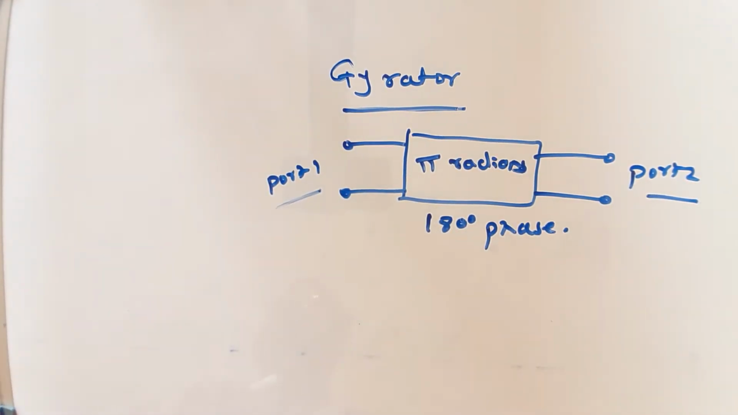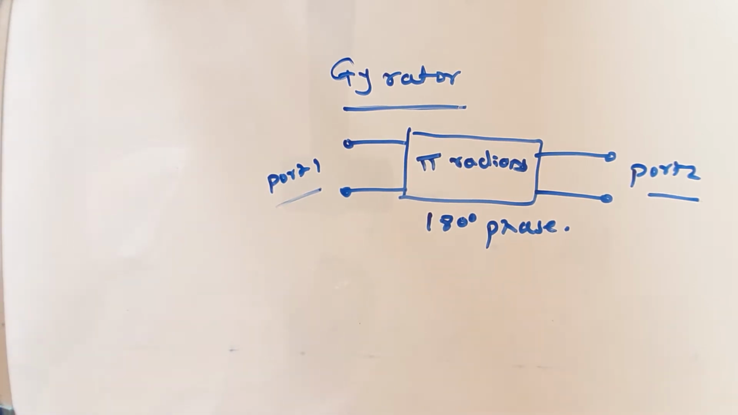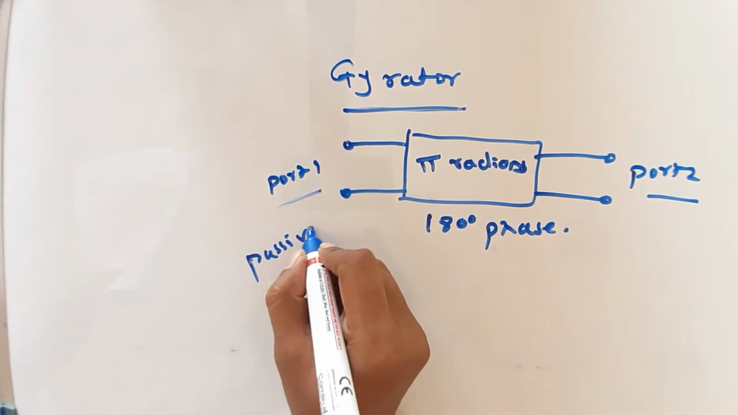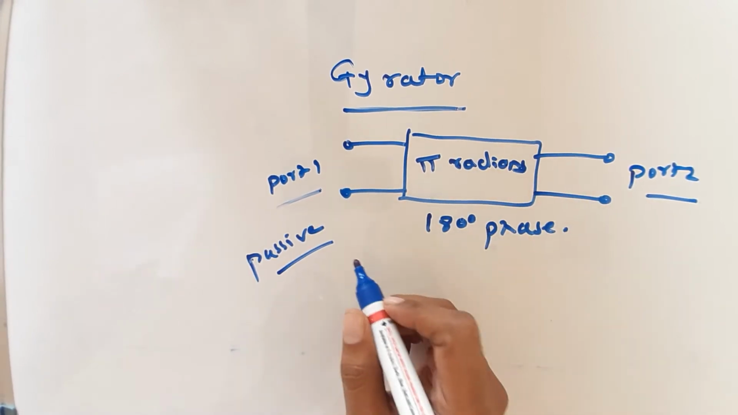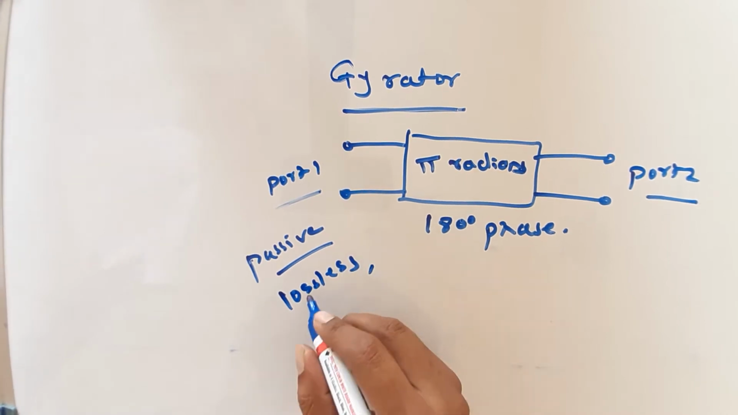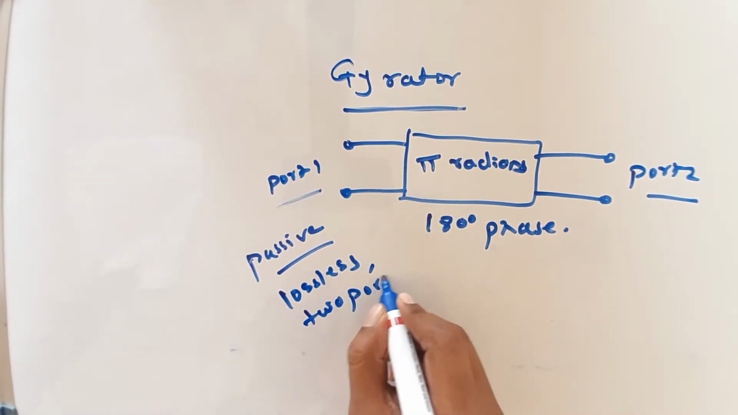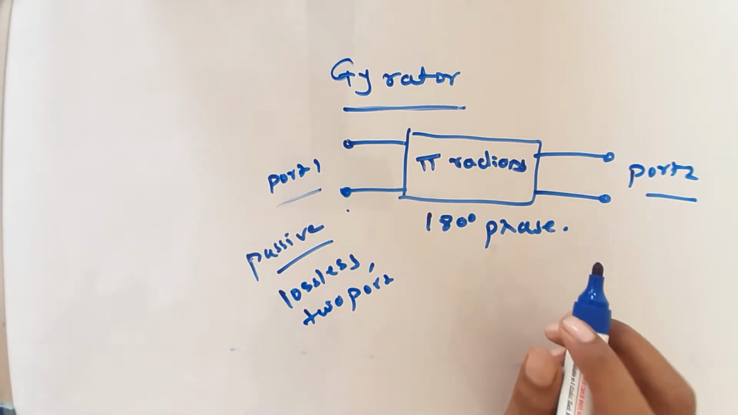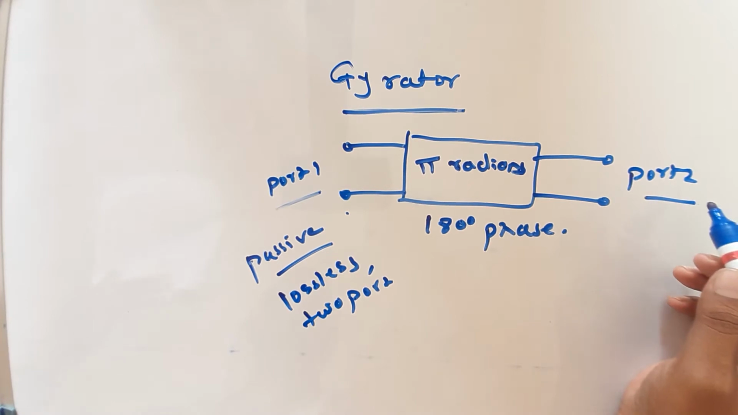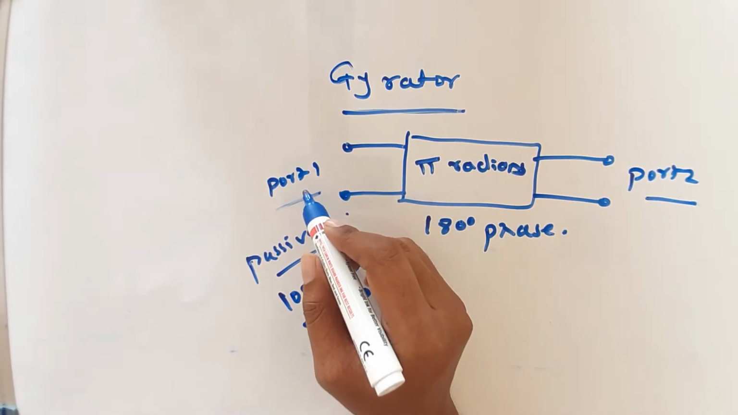Okay, so just like an isolator and circulator, the gyrator is also a passive linear lossless two-port electrical network. So it is passive, means it will be turned on with some sort of input signal. Lossless means there is no loss. Then two port, so it has port 1 and port 2. So you have to use port 1 as an input, port 2 as output. Similarly, port 2 as an input and port 1 as an output.